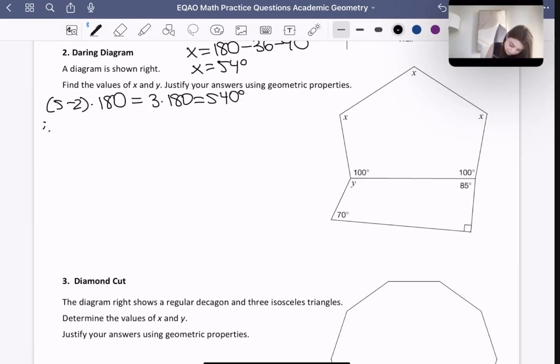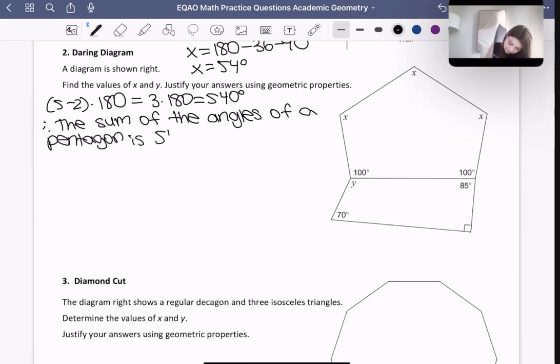So therefore, the sum of the angles of a pentagon is 540, right? So what does that mean? That means x plus x plus x, plus 100 plus 100 is equal to 540.